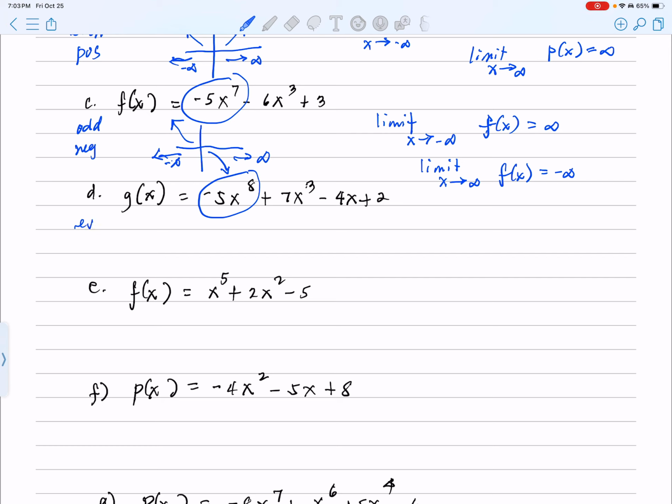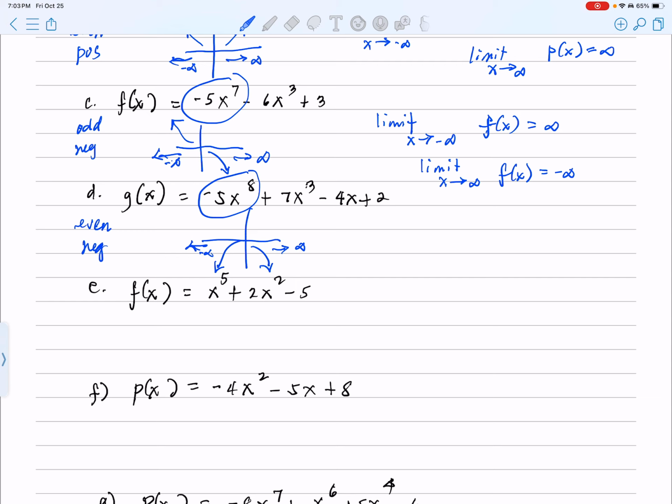Has an even degree and negative leading coefficient. Even, negative. That means if you try to look at that, both falls down. Okay? Falls to the left, falls to the right, as it approaches the positive infinity and negative infinity.